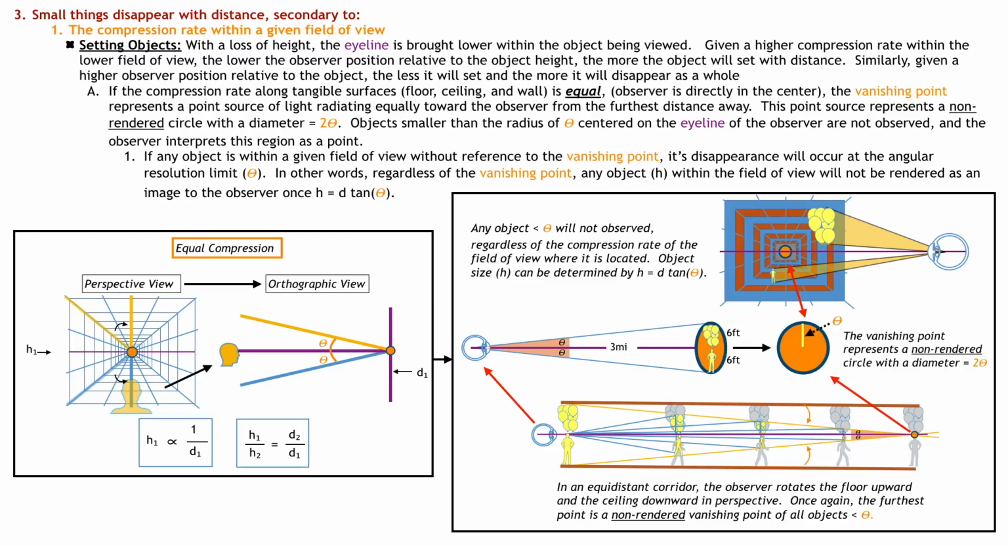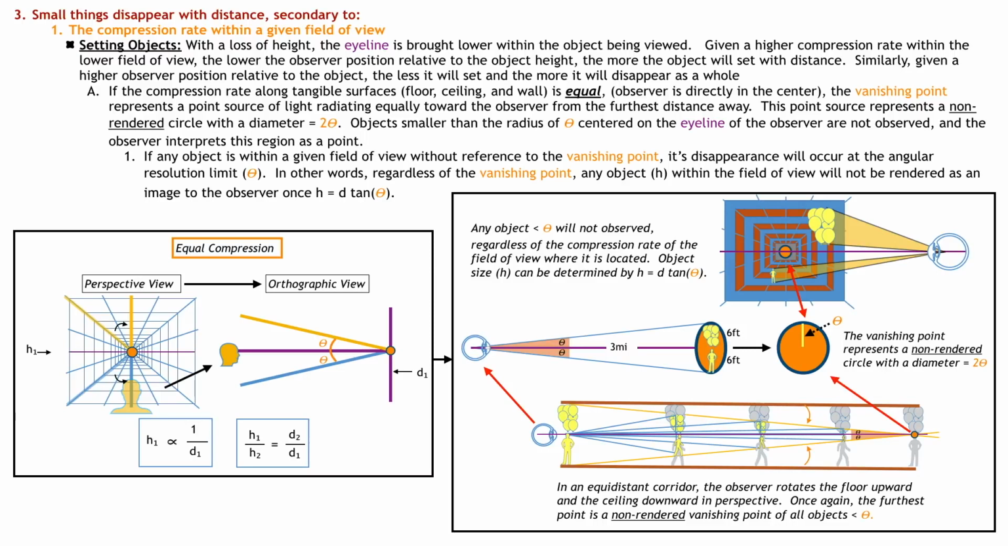Objects smaller than the radius of theta centered on the eyeline of the observer are therefore not observed, and the observer interprets this region as a point. If any object is within a given field of view without reference to the vanishing point, again, so you're looking maybe upward or to the left or to the right of you, and you're looking at any object, let's say on the wall or on the ceiling, its disappearance rate will occur at the angular resolution limit theta.